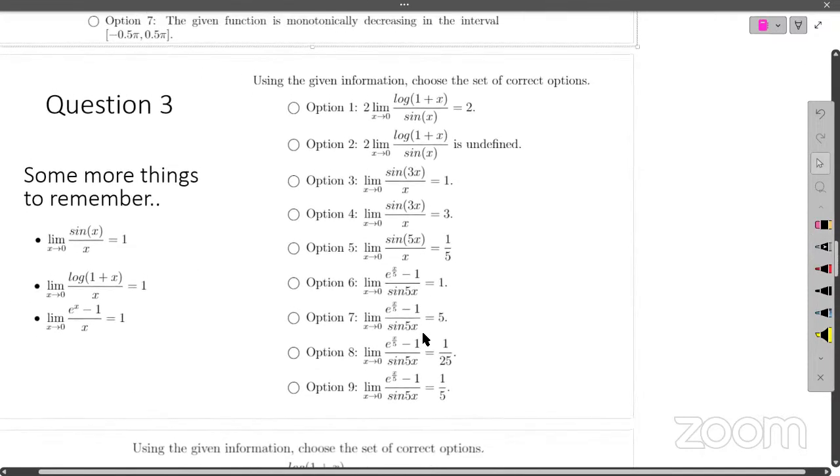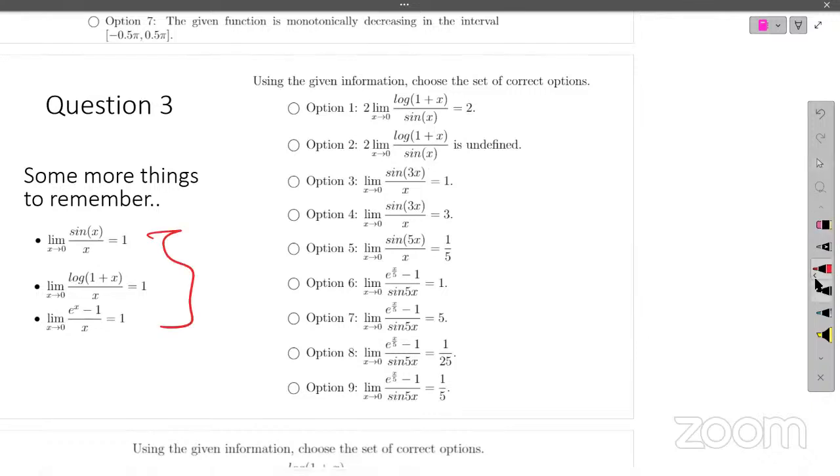Let's go to this question. Here you have to apply all the previous results. That means you just have to make all this limit in terms of the known limit. These are the known limits for you. So you have to use these three limits to answer the questions.